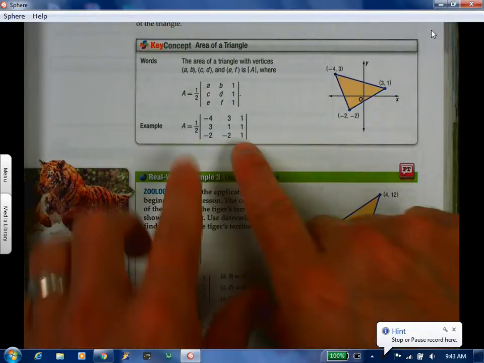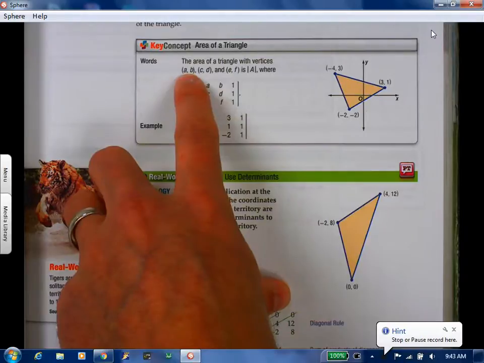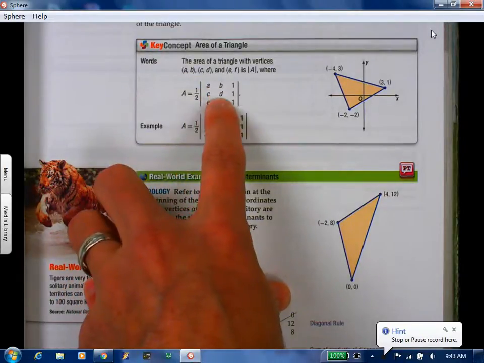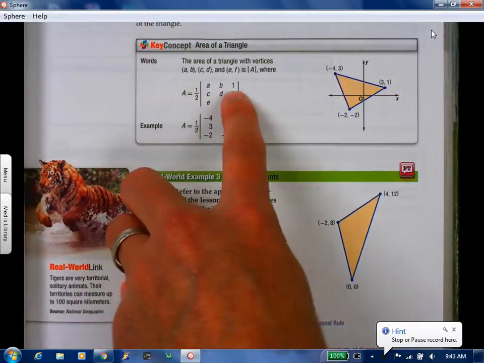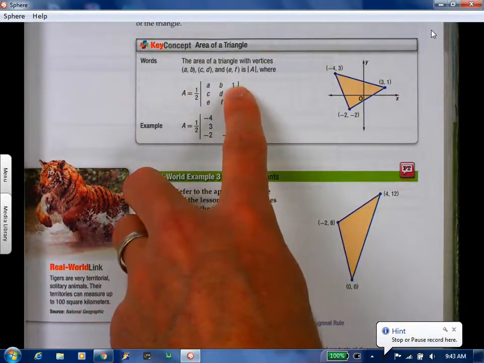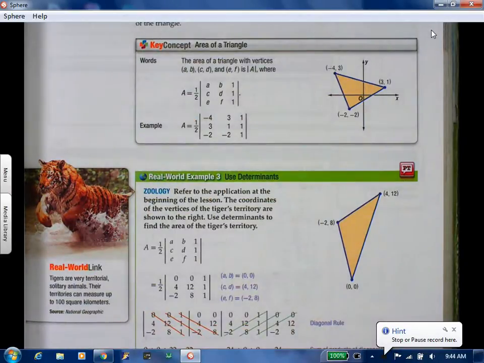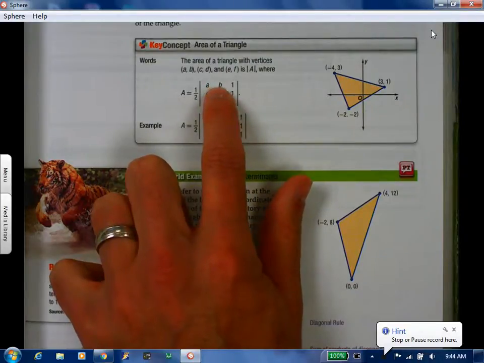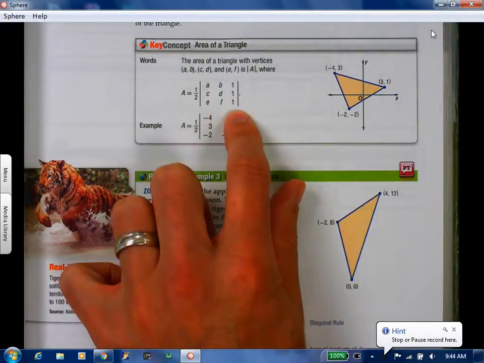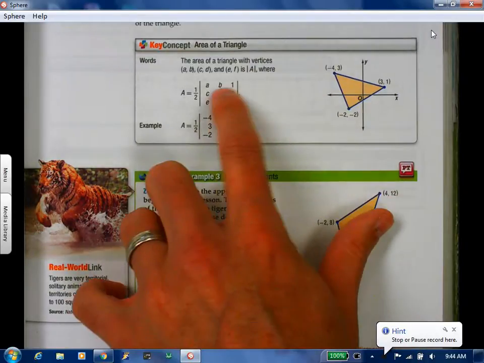Notice the A, B is going to be the ordered pair. So we're going to put each set of ordered pairs in here. The order will not matter as long as it's x and then y. The third column will just be ones. So we're going to use this formula to answer the question on the bottom of page 191, which I'll go to now. Okay, so notice the ordered pairs are here. There's ones in the third column. And you just have to plug the ordered pairs in. It doesn't matter which order you go in.